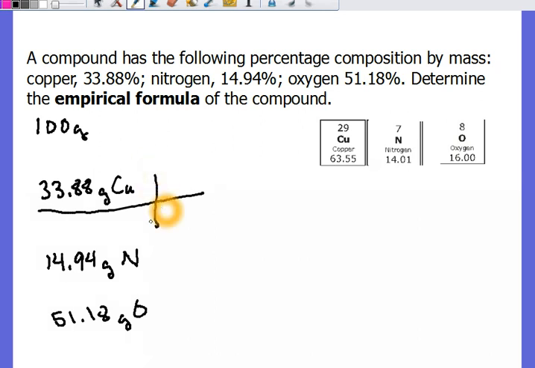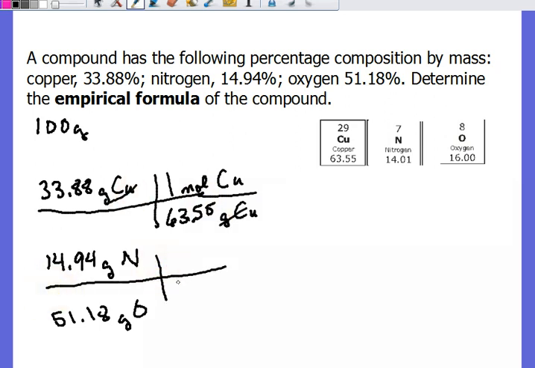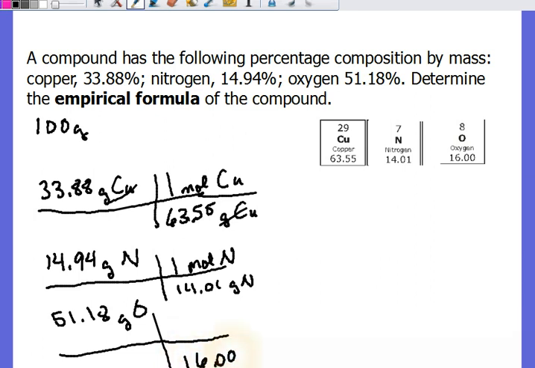Set it up, convert grams to moles. You're taking your copper molar mass of 63.55 grams of copper per mole of copper, and your nitrogen, straight off the periodic table, is 14.01 grams of nitrogen, and your oxygen, 16.00 grams of oxygen, like that.